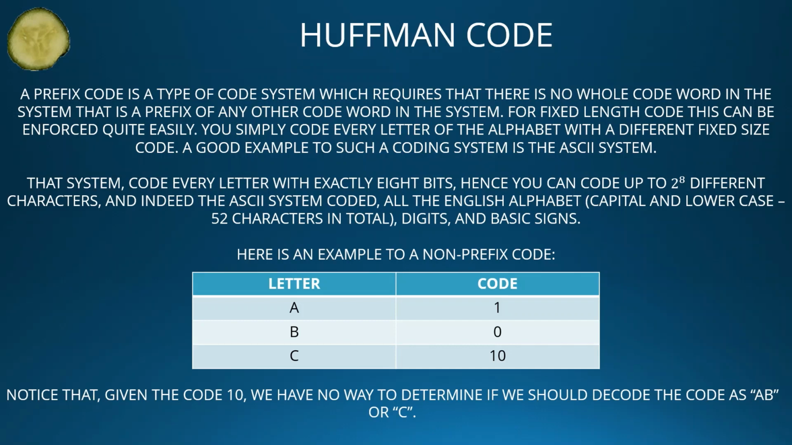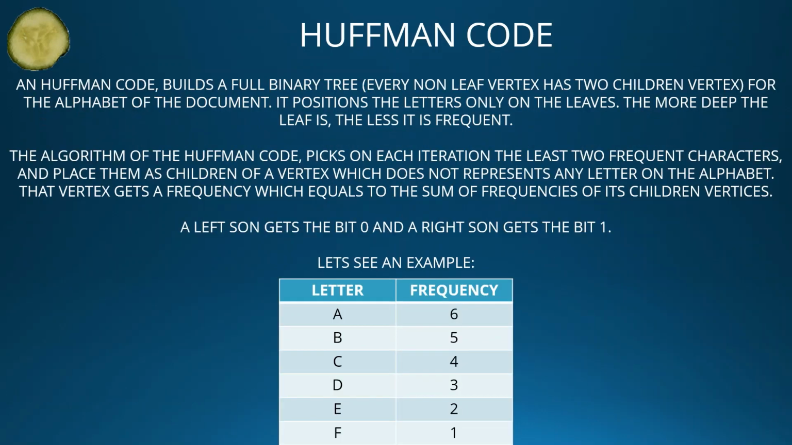signs. Here is an example of a non-prefix code. A's code is 1, B's code is 0, and C's code is 10. Notice that, given the code 10, we have no way to determine if we should decode it as AB or just a C. A Huffman code builds a full binary tree.